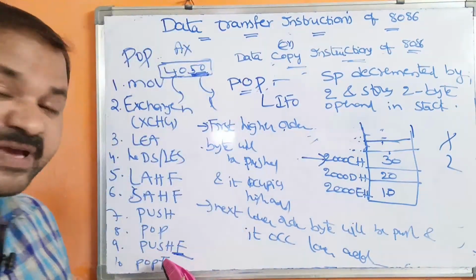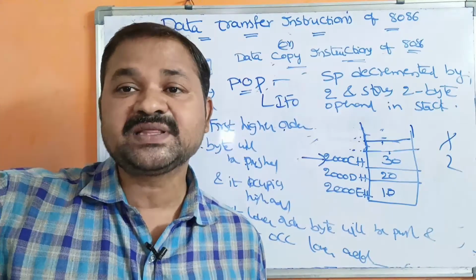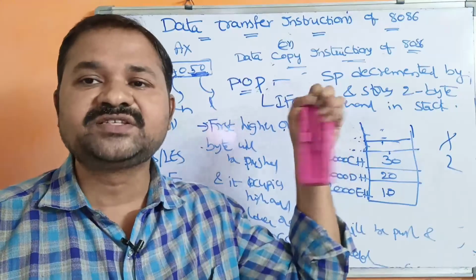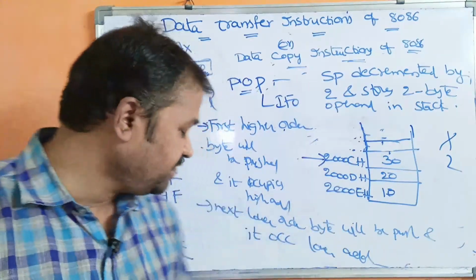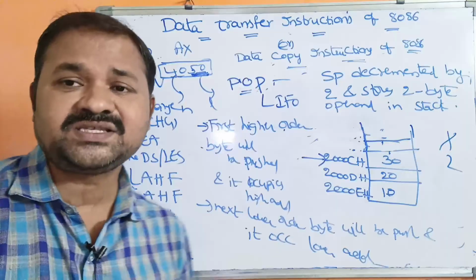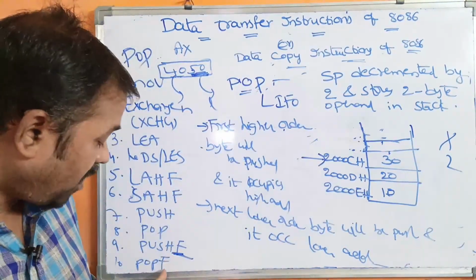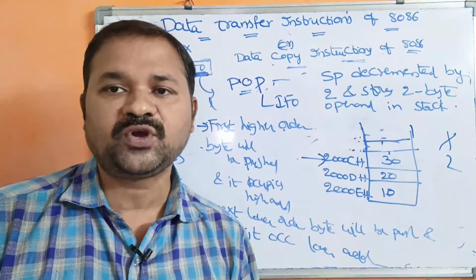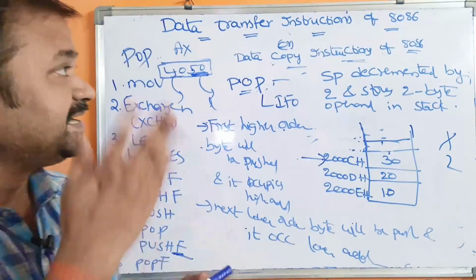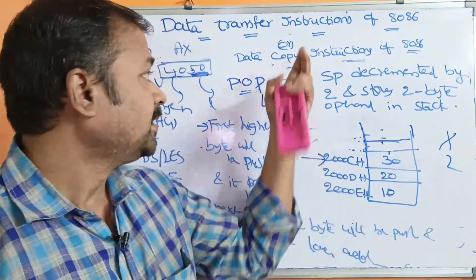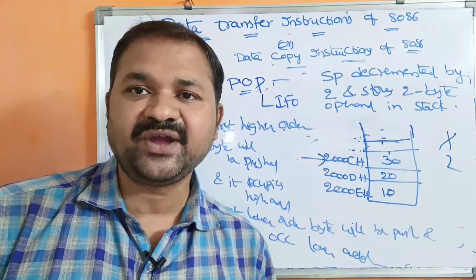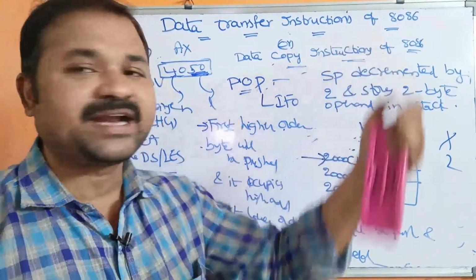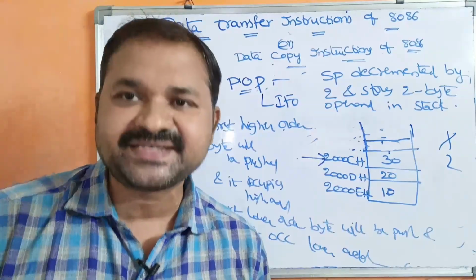Whereas POP F means after popping the corresponding items, those items will be stored in the flag register. Instead of the general purpose register, the popped items will be stored in the flag register. That is the only difference. So in POP F also the stack pointer is changed by 2. So this is about the data transfer instructions, or data copy instructions, of the 8086 microprocessor.